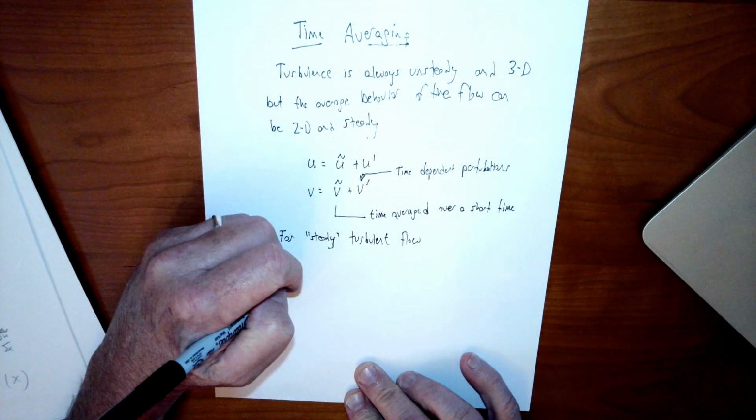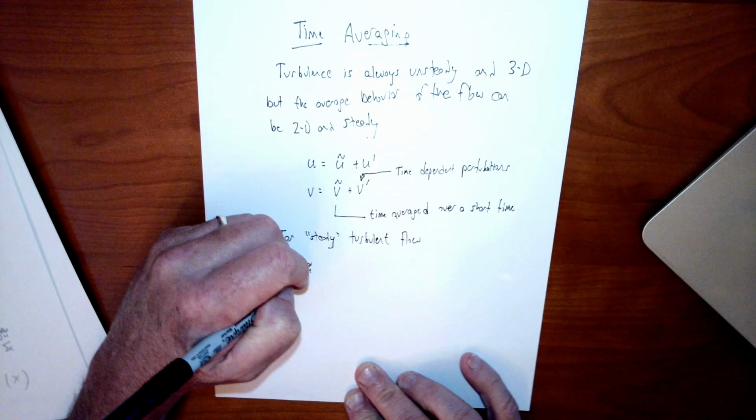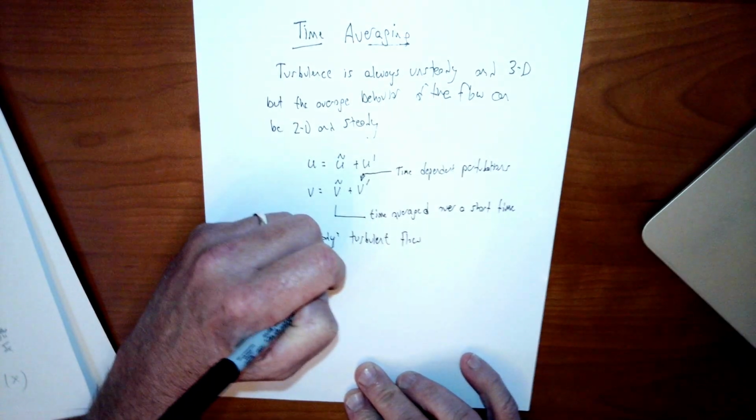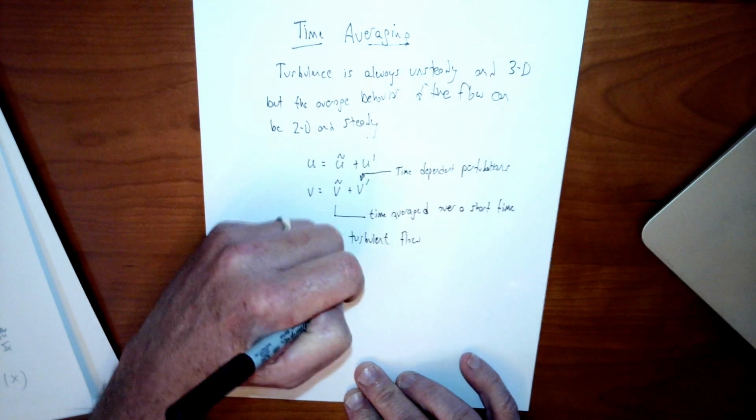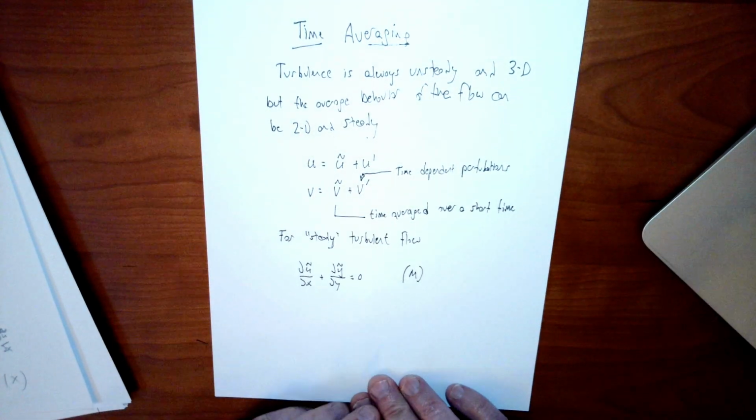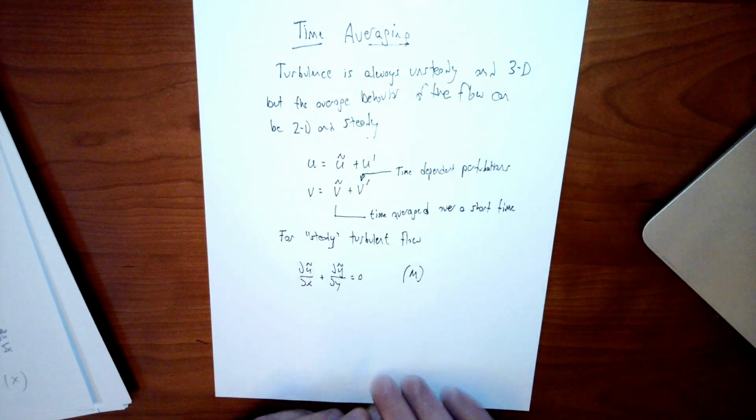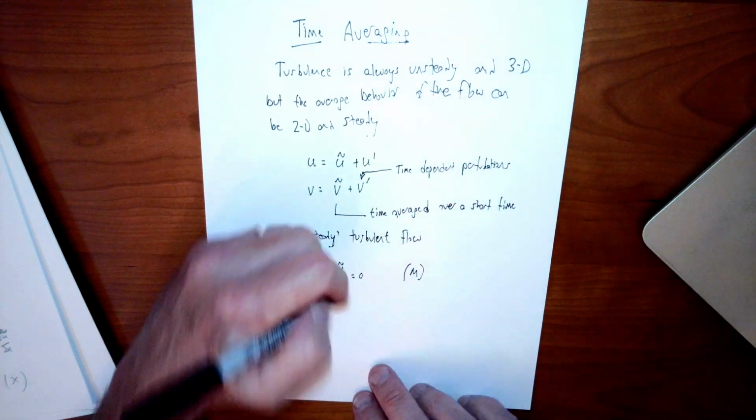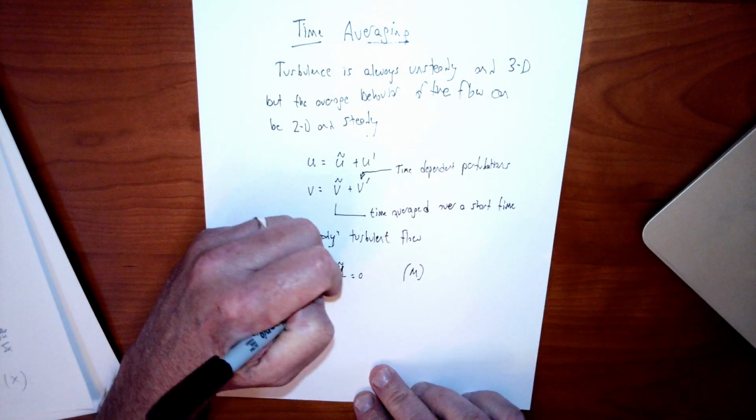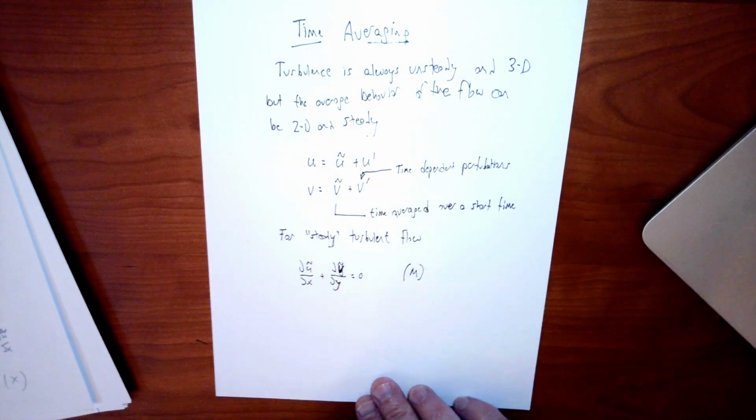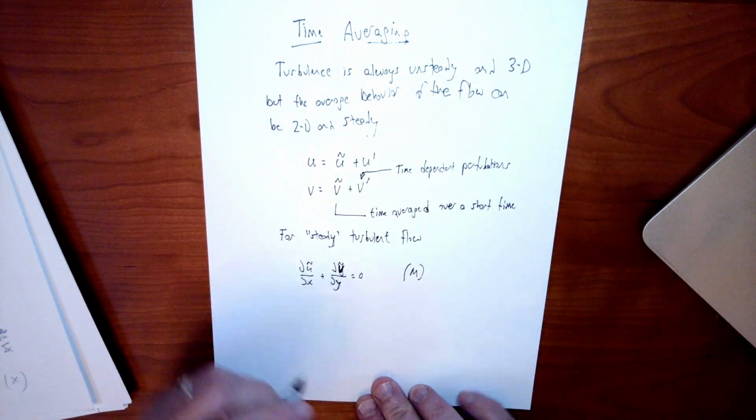And if you do that, you can arrive at the equations of motion, the Navier-Stokes equations. So that's your mass conservation, and that's completely unchanged. It looks just like the regular two-dimensional mass conservation equation in U and V: du tilde dx plus dv tilde dy. That's exactly like the one that we had before.